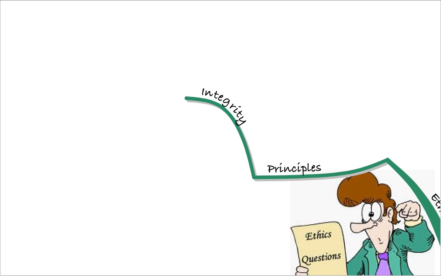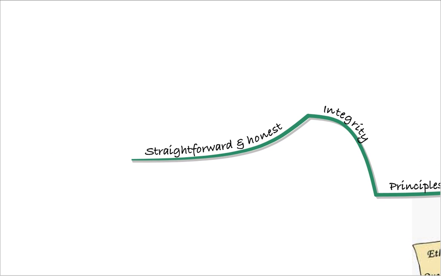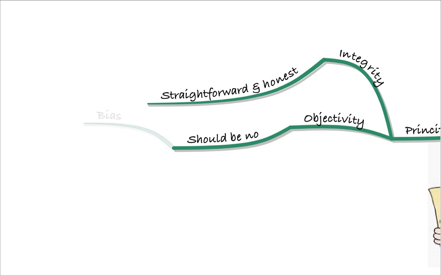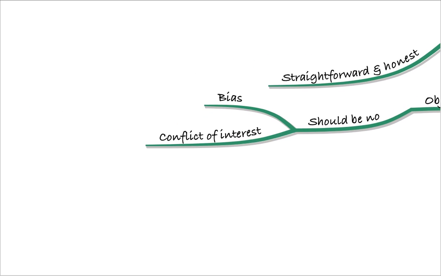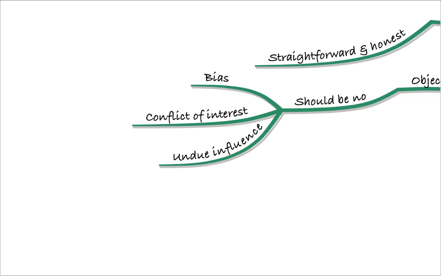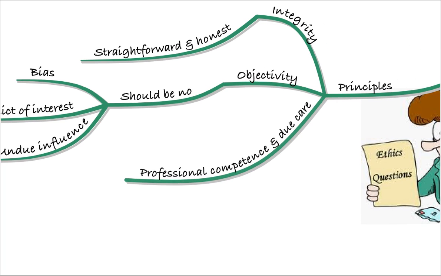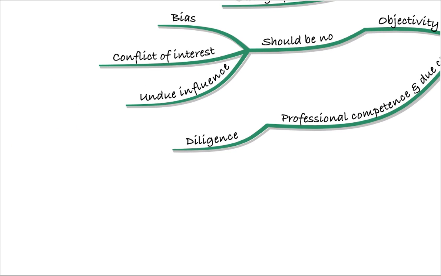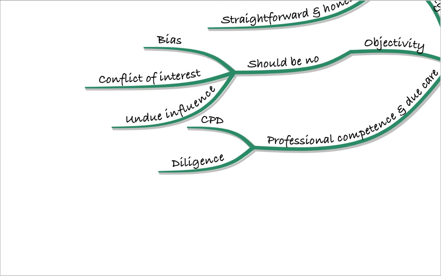Number 1, integrity, and it means being straightforward and honest. Objectivity, it means that there should be no bias, there should be no conflict of interest, and there should be no undue influence. Third one, professional competence and due care, and this means that you need to act with diligence and you need to undertake your CPD. So once you're fully qualified, you need to update your knowledge by doing your continuing professional development. That makes sure that you're professionally competent.